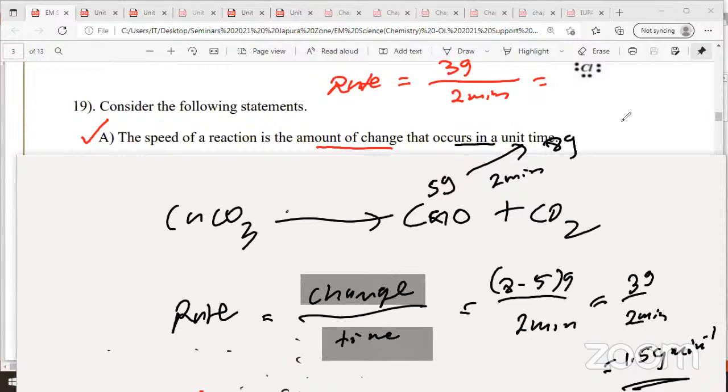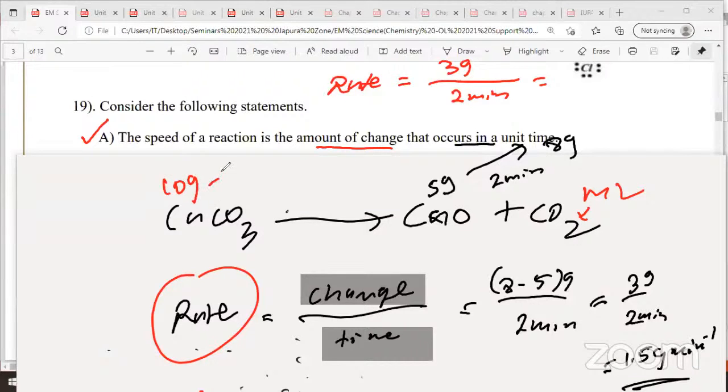Amount of change can be expressed in grams. You can also express change in milliliters if it is a gas. Carbon dioxide, this many milliliters form in 10 seconds. Therefore, per second, how many milliliters? That is called the rate. Rate means how fast something is happening. How fast the products are forming.